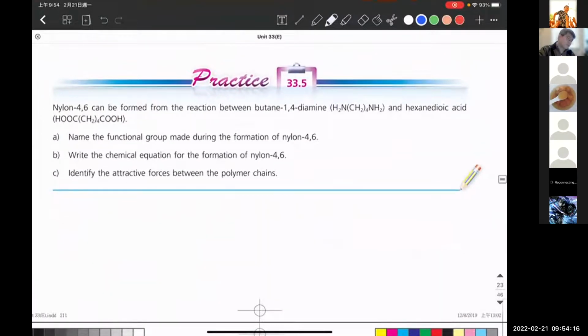It's your turn. Class practice 33.5. Nylon 4,6 can be formed from the reaction between butane-1,4-diamine and hexanedioic acid. Name the functional group made during the formation of nylon 4,6. It's amide. As said many times, it is amide. Amide functional group. So write the chemical equation for the formation of nylon 4,6.